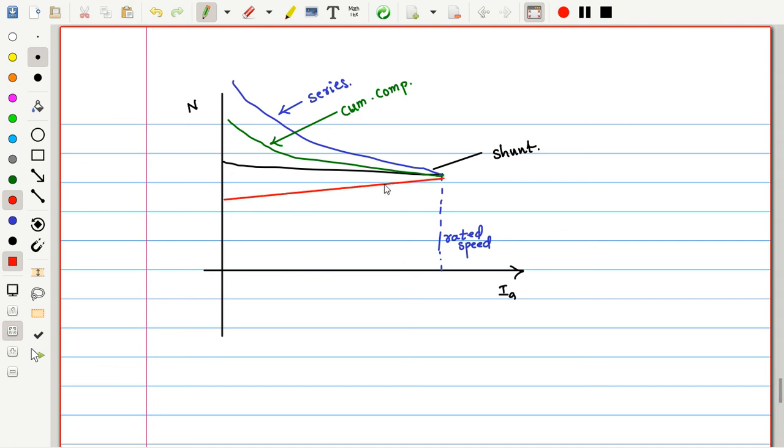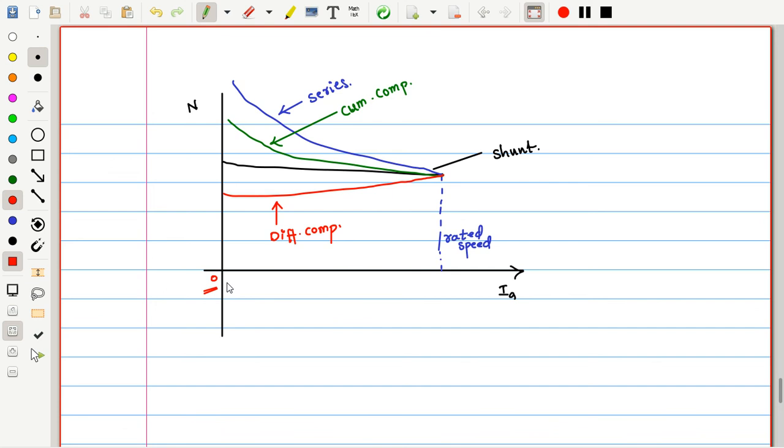You need to observe this. It does not decrease; it tries to increase a little bit. This is the differential compound machine. Just try to remember these things, as they will mostly be asked in objective questions: how the cumulative compound characteristics look and how the differential compound characteristics look. This is one of the important characteristics.